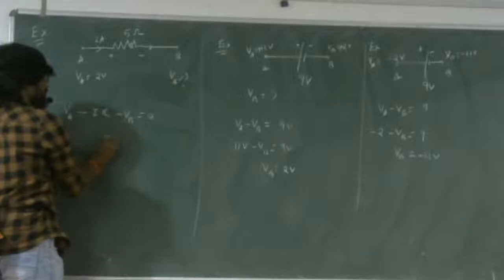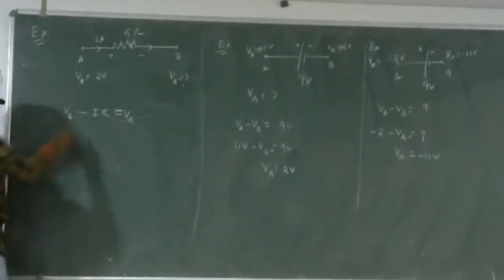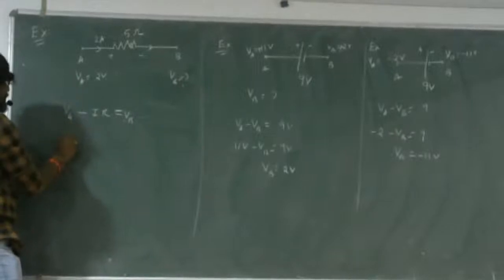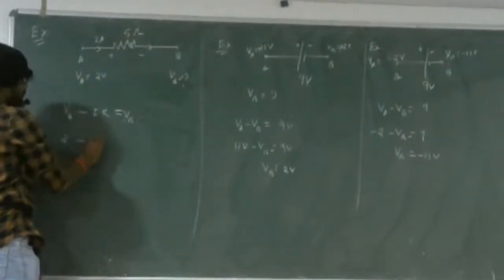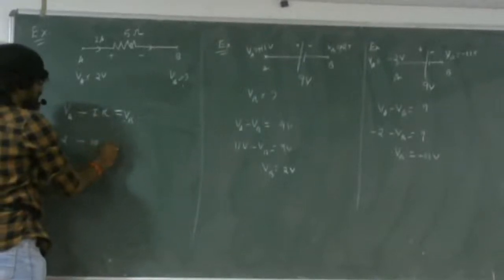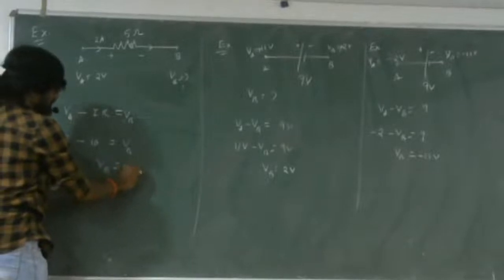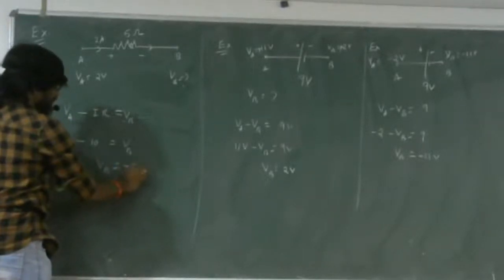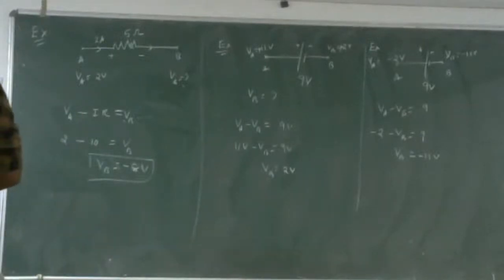Send VB that side, then you can write it as VB equal to VA minus IR. VA is how much? 2 volts. Minus I is 2, R is 5, so minus 2 into 5 is how much? 10, equal to VB. So VB is equal to minus 8 volts. Is it clear? Right, everyone?